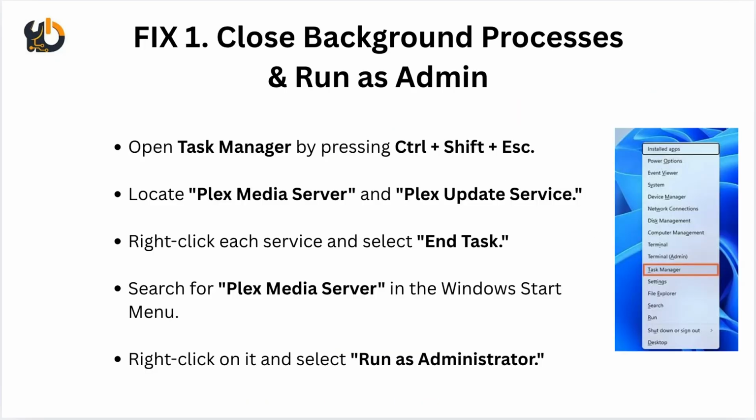So fix 1 is close background process and run as admin. Open Task Manager by pressing Ctrl plus Shift plus Escape, locate Plex Media Server and Plex Update Service, right click each service and select End Task. Search for Plex Media Server in the Windows Start menu. Right click on it and select Run as administrator.